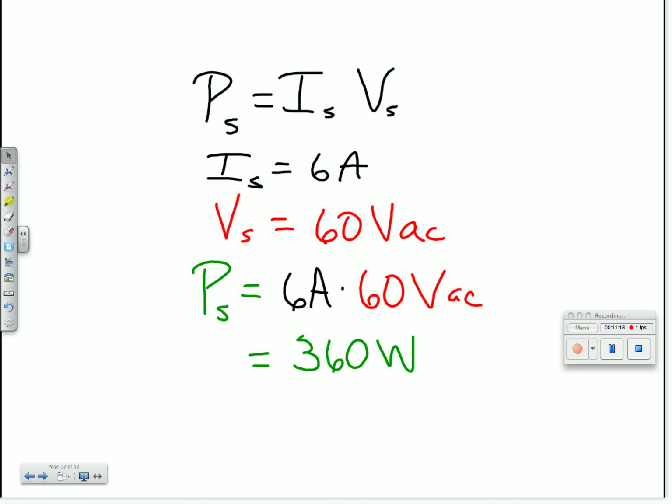Okay? And because the power in the secondary is equal to 360 watts, and power in the secondary is equal to power in the primary, because of the conservation of energy, power in the primary is as well equal to 360 watts.